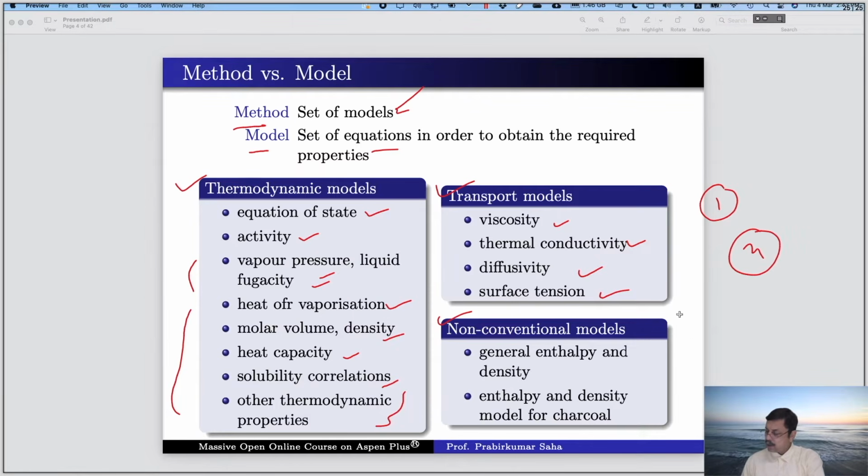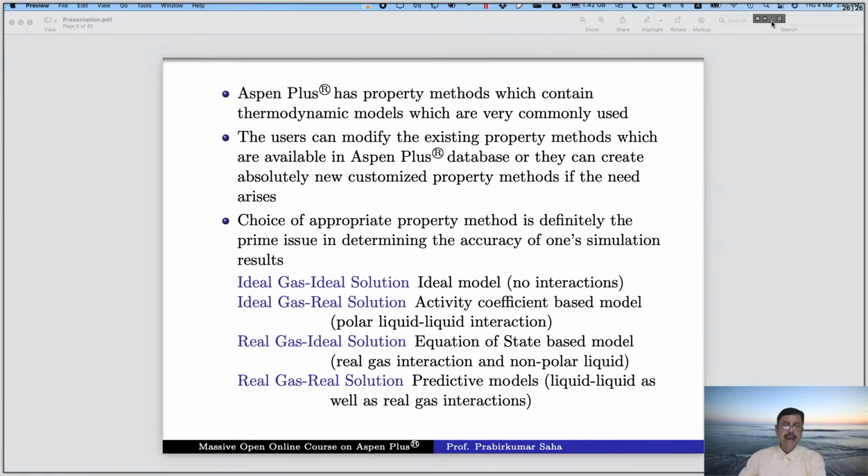And there are certain non-conventional models which calculate general enthalpy and density, or say the enthalpy and density model for charcoal. These are special models that we have. Aspen Plus has property methods which contain these commonly used thermodynamic models. Users can modify the existing property methods available in the Aspen Plus database, or they can create absolutely new customized property methods if the need arises. We will discuss them after a few slides.